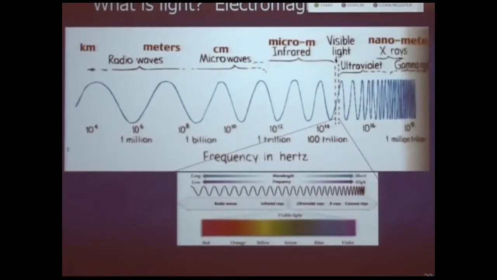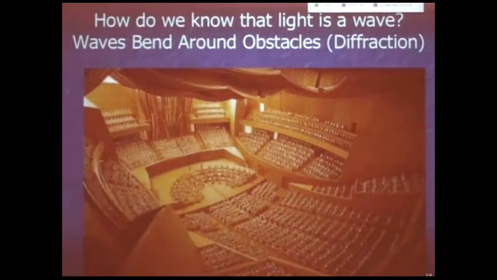Now, how do I know that light is a wave? There are a couple of important properties about waves. One of them is called diffraction. So if you have a wave, and the wave runs into an obstruction, the wave can go around the obstruction.